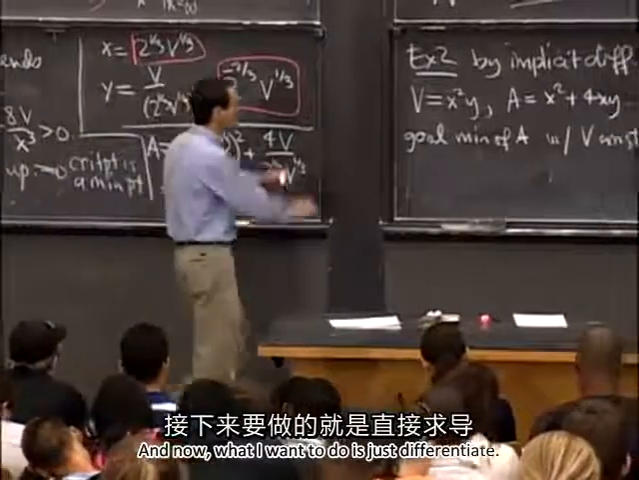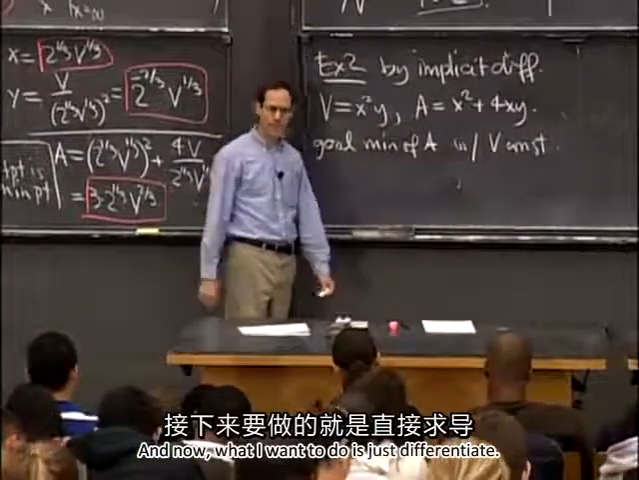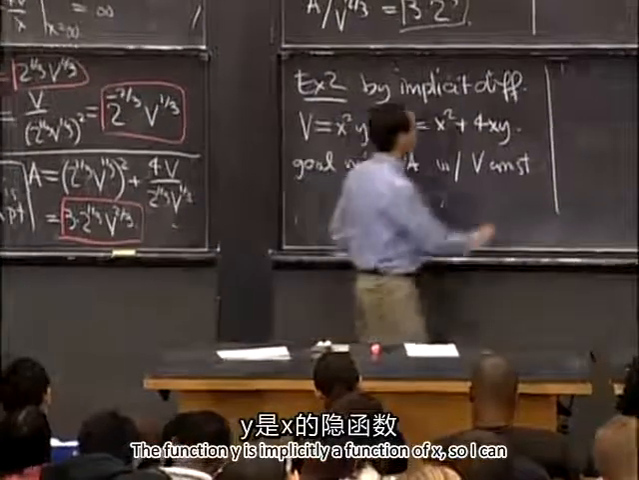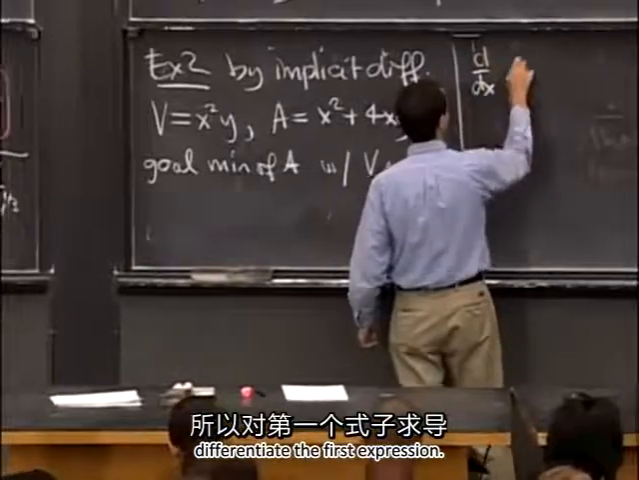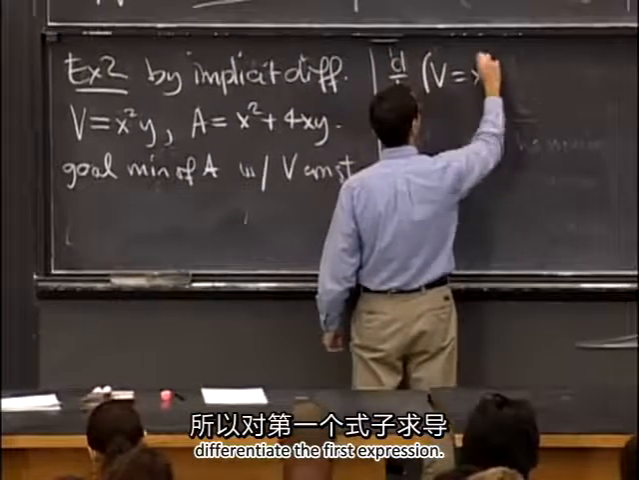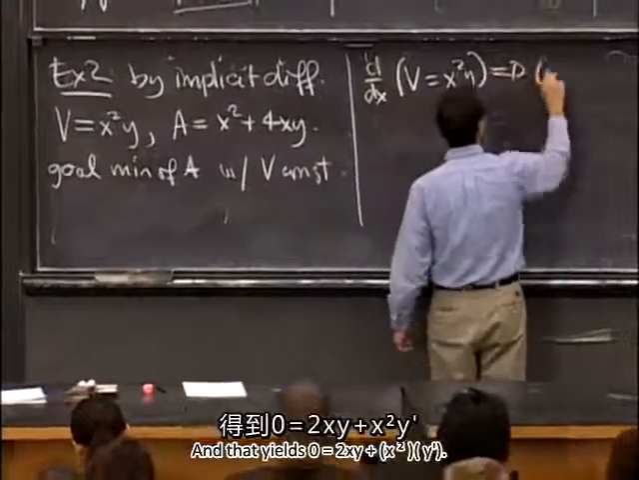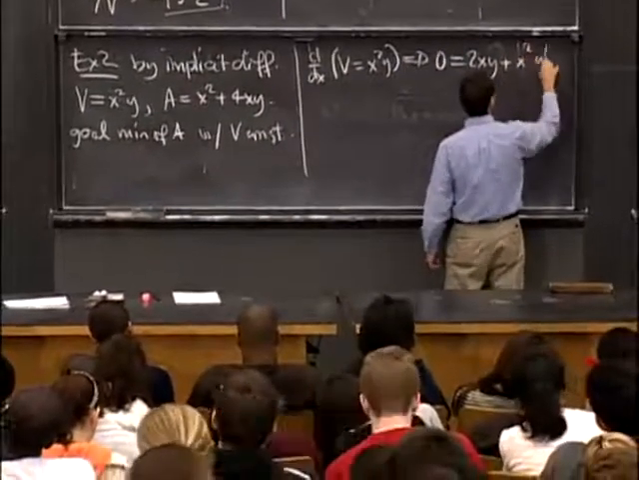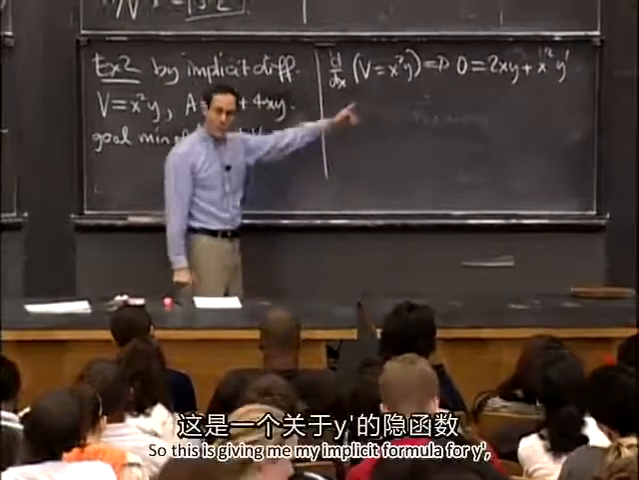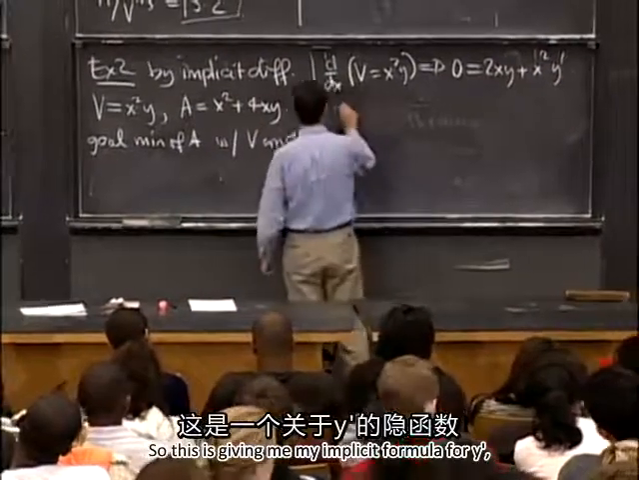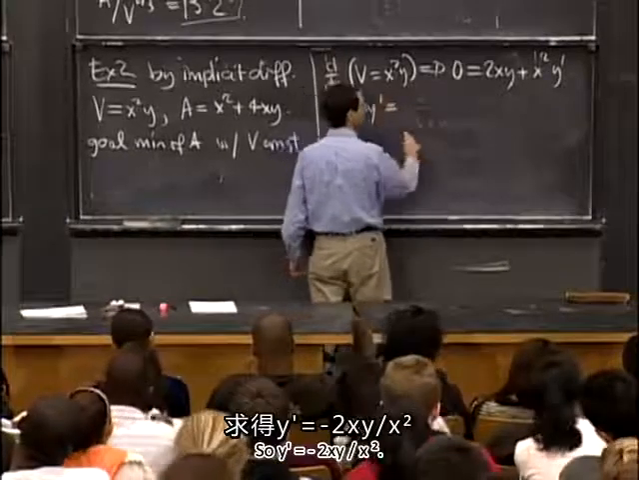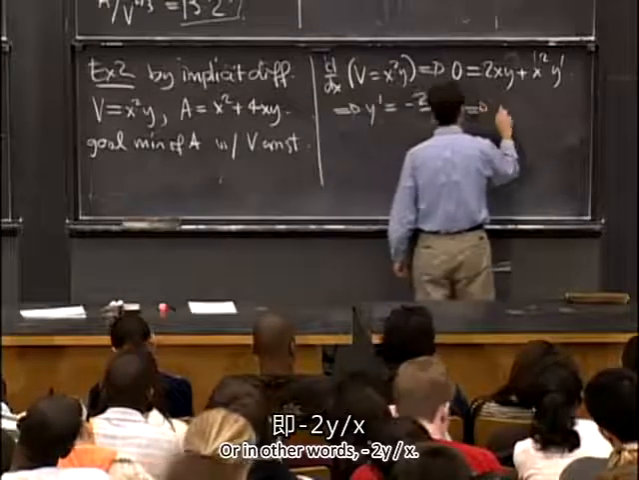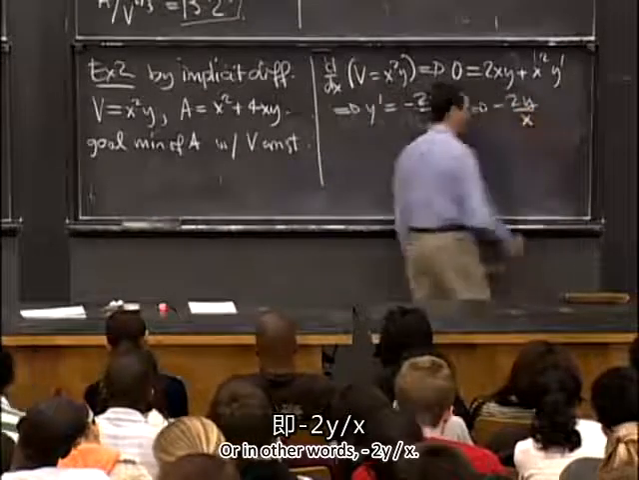And now what I want to do is just differentiate. All right? The function y is implicitly a function of x, so I can differentiate the first expression. And that yields 0 is equal to 2xy plus x squared y prime. Right? So this is giving me my implicit formula for y prime. So y prime is equal to minus 2xy divided by x squared, or in other words, minus 2y divided by x.